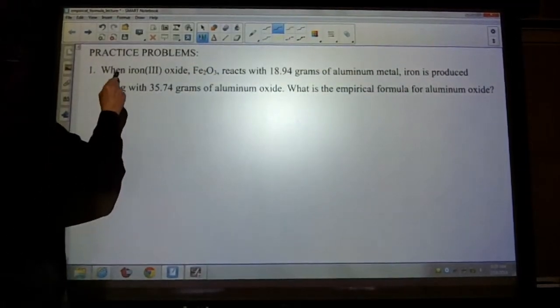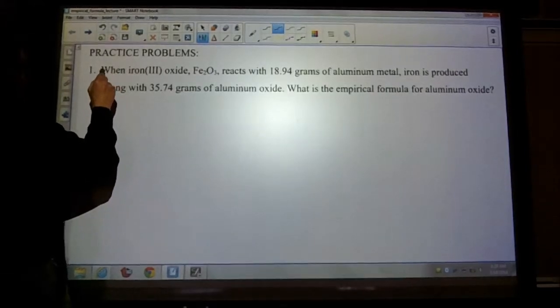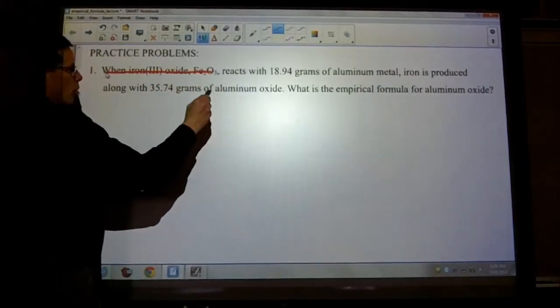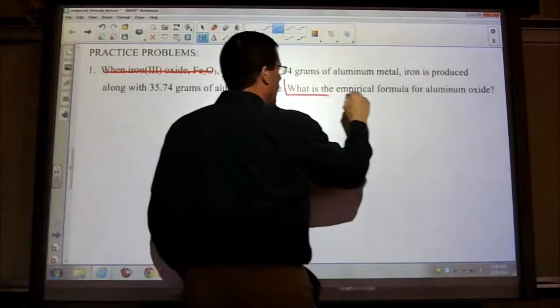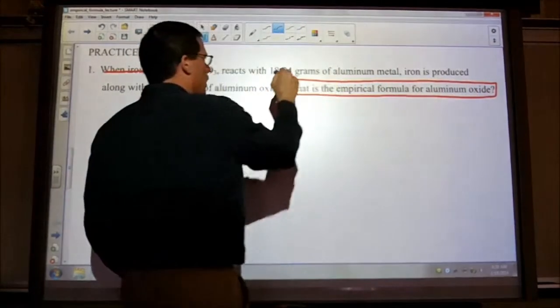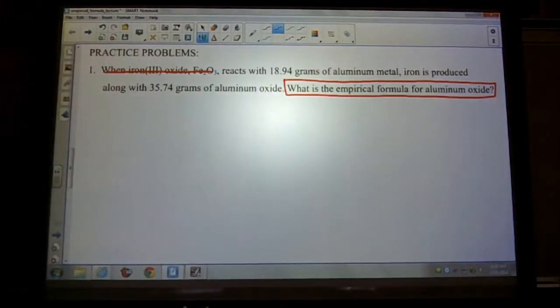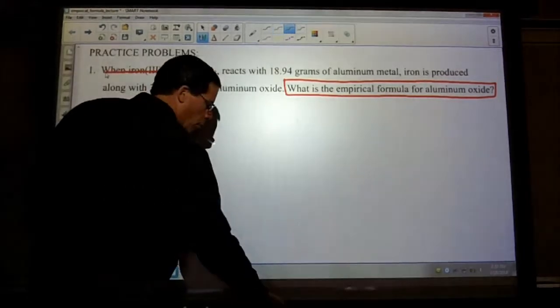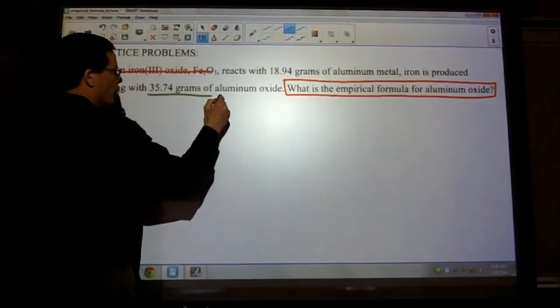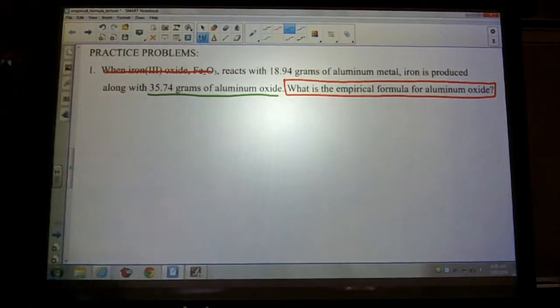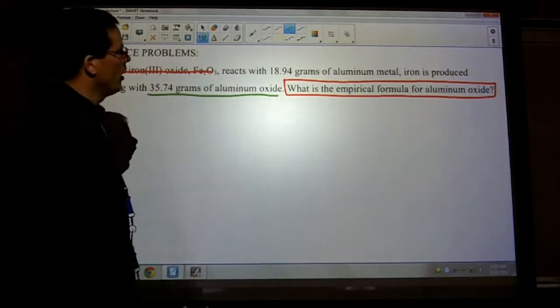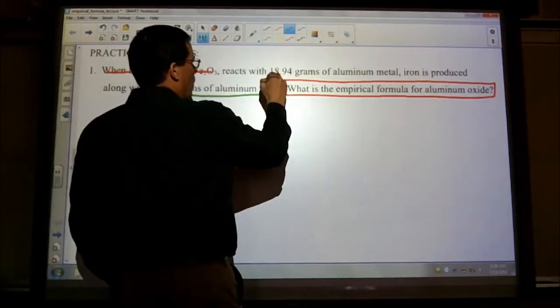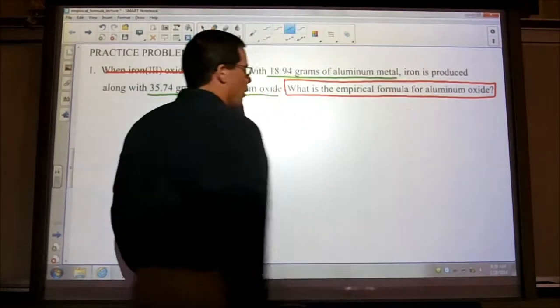In other words, when we look at this and it says iron 3 oxide, we don't really care about that because the question wants to know what is the empirical formula for the aluminum oxide, correct? And again, you'll run across questions like this in your academic career, whether it's in here or somewhere else. So we have to pick out information that's important here. Here it says that we have 35.74 grams of an aluminum oxide. And it also says that this reacts and we have 18.94 grams of aluminum metal.